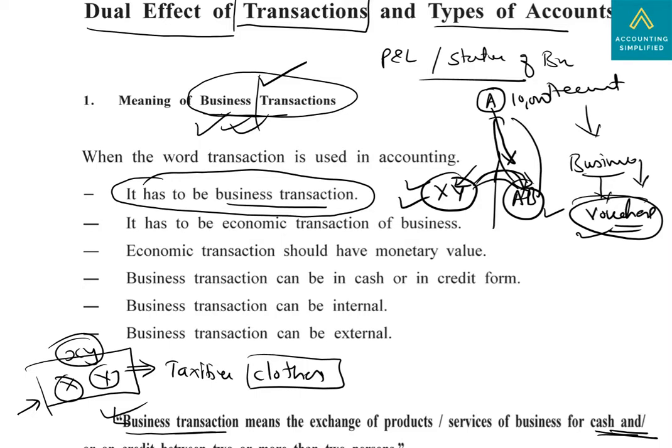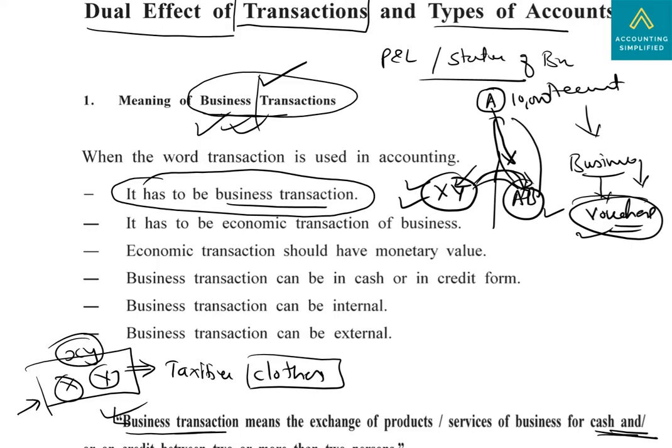Should we write it in our books of accounts? No, sir. We should not write, because it's not our business transaction. Yes, it is a business transaction, but the business belongs to whom? Our neighbor. So we should not write.